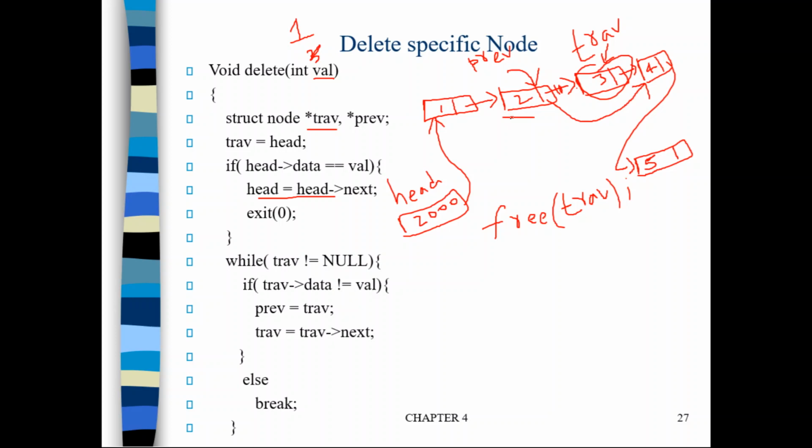Assume the second node's starting address is 3000. So head arrow next is 3000, and that will go into head. It means that head is not pointing to the first node, rather head is pointing to the second node. The moment head is not pointing to the first node, it is deleted. Because it is isolated from the list, you can free it by using the appropriate free function. So this is how we delete the nodes. Let us see the logic here.